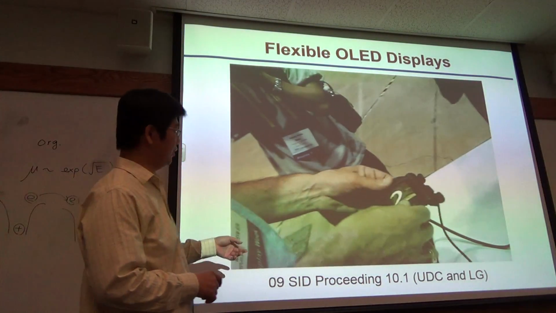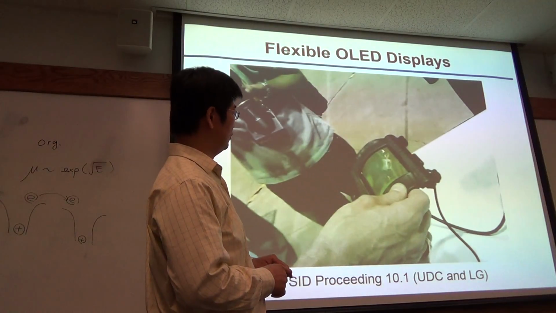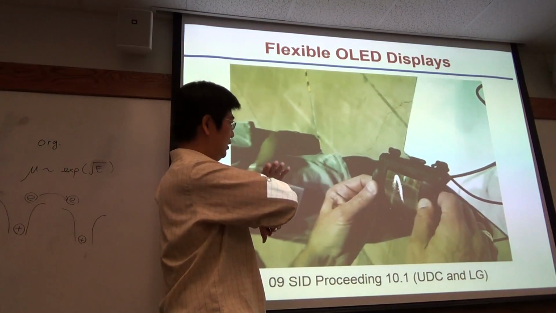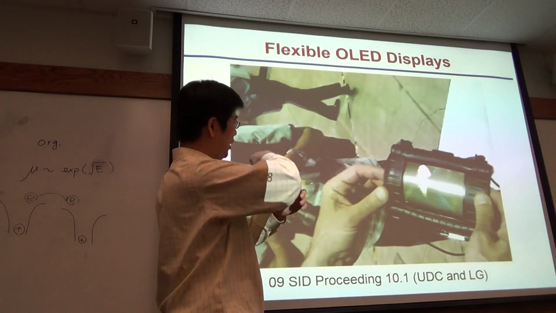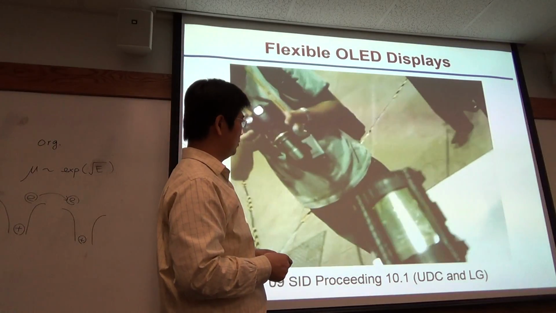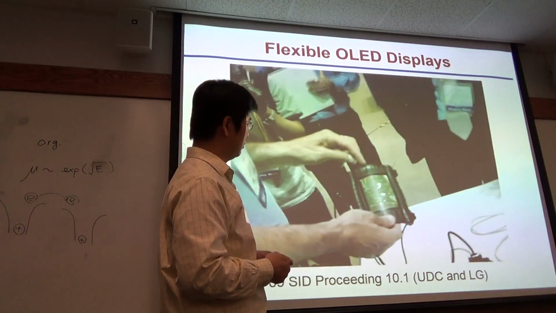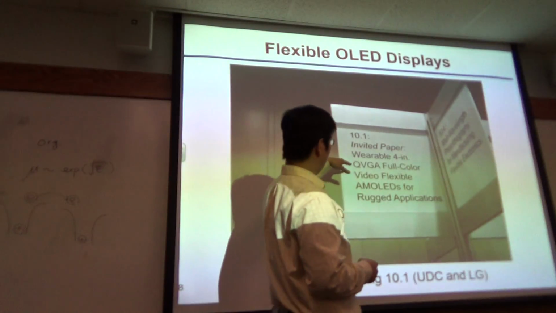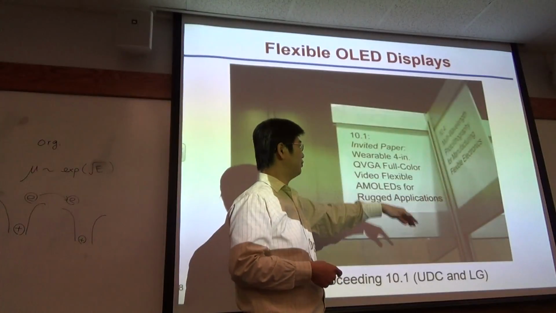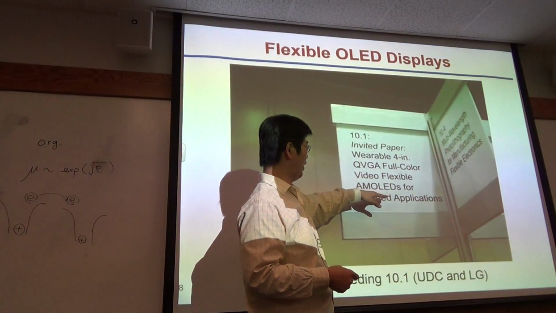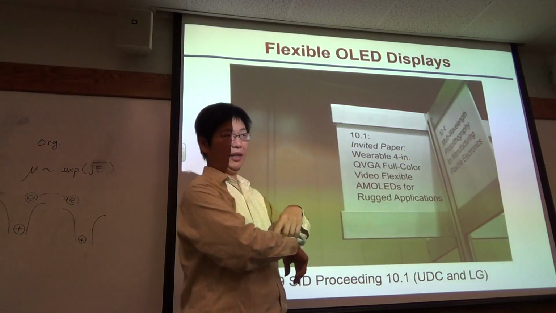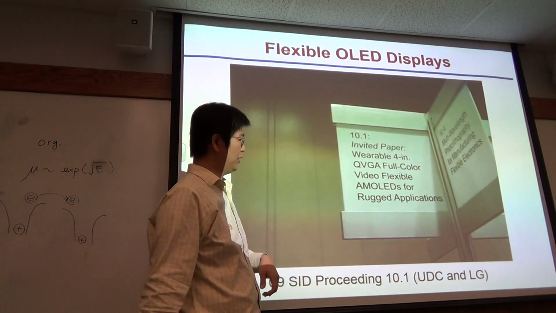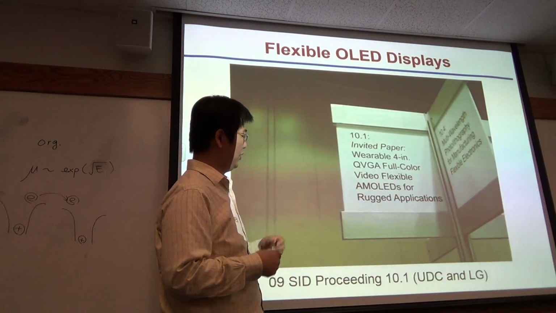This is steel, seven years ago, at the UDC booth. It's the same thing, that's for the army. They can put it on their arms. They had a demonstration of a backplane on thin sheet metal substrate. So that's the wearable 4-inch QVGA full color flexible active matrix OLED for rugged applications. It's fabricated on the stainless steel substrate, for army use or something like that.